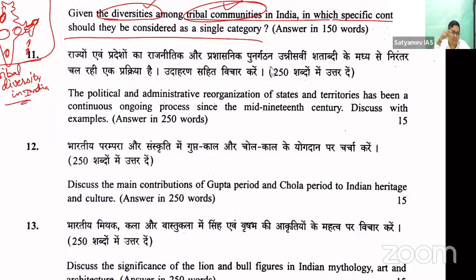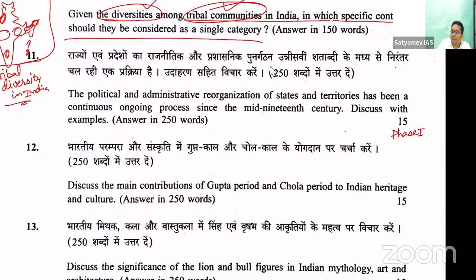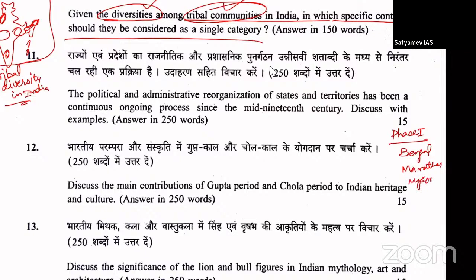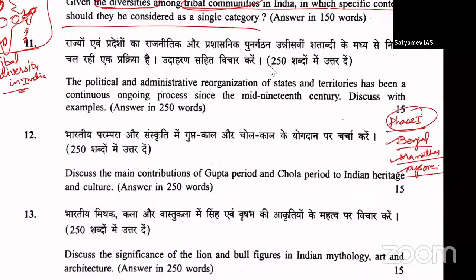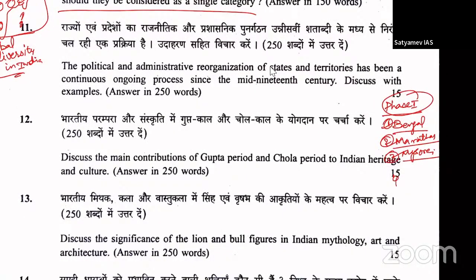So you talk about phase one of reorganization. What is phase one? Here you'll have Bengal, here you'll have the Marathas, here Mysore. Bengal, Marathas, Mysore. And then you'll have Sindh.